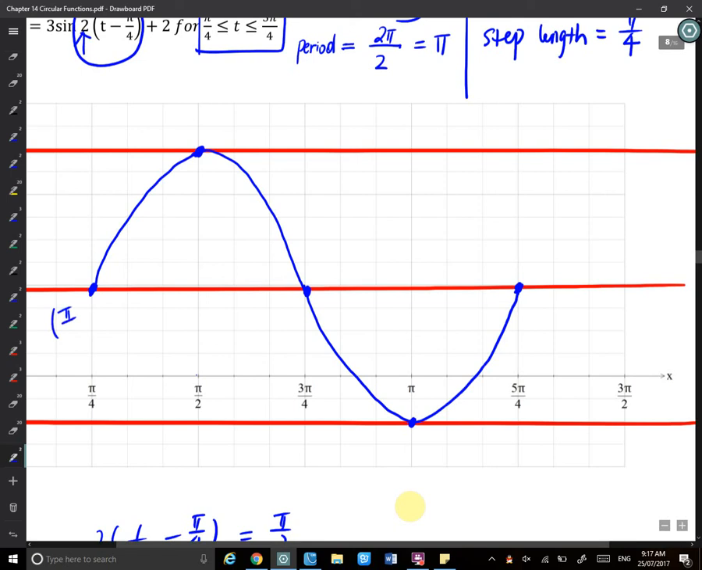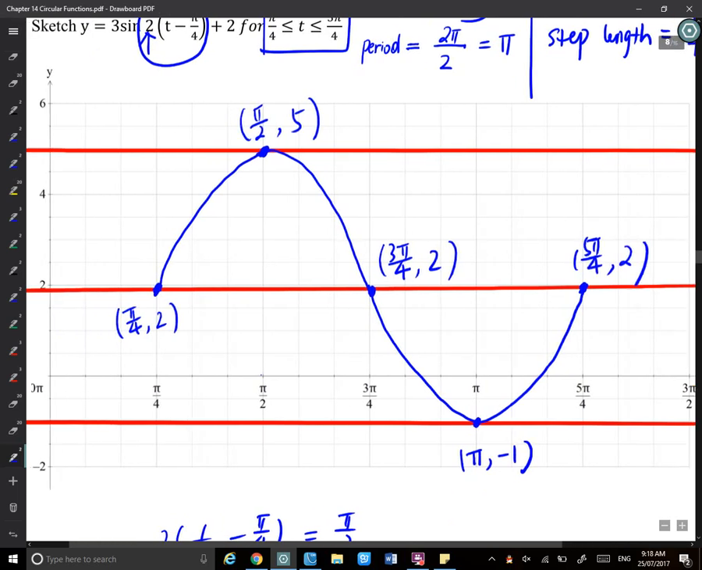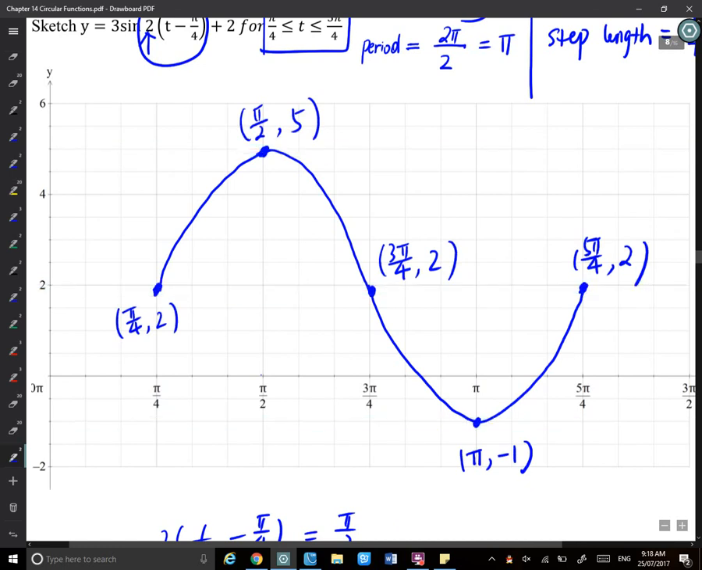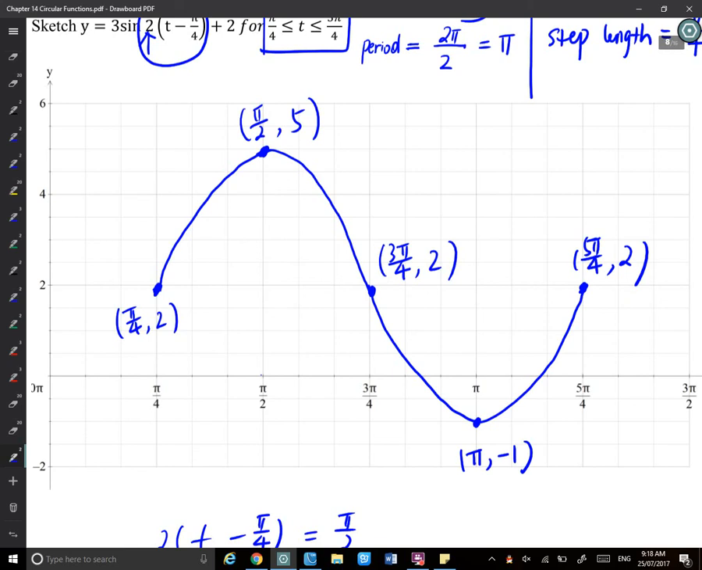So if I label the points, the maximum will be pi over 2 and 5, the next one will be 3 pi over 4 and 2, the minimum is pi and -1, and the endpoint is 5 pi over 4 and 2. That's the complete shape of this graph. And I can take off the 3 lines, and that is the graph. If I can find a start point, and if I know how long it takes for each step, then I can label all the rest of the key points on this graph and use the pattern to complete the rest of the graph.